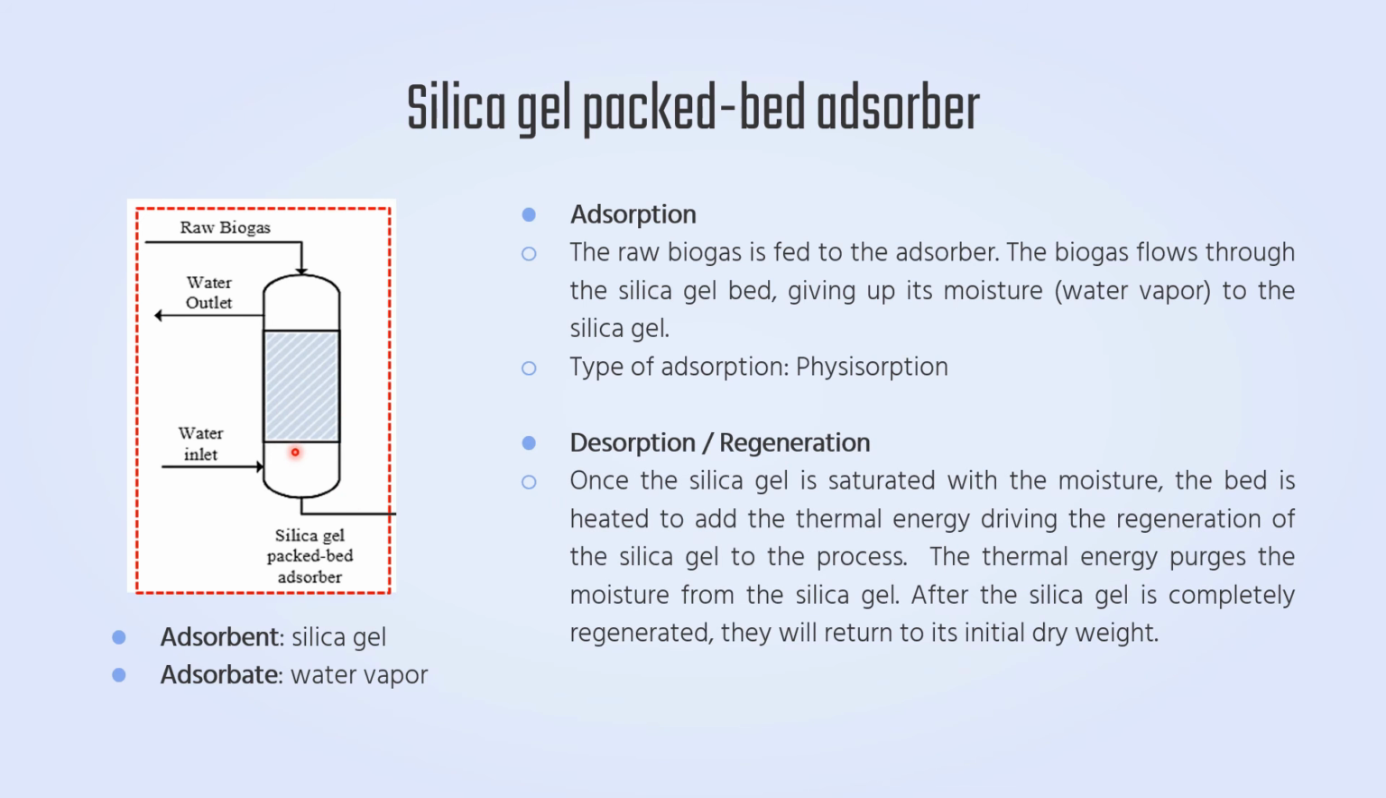Once the silica gel is saturated with the moisture, the bed is heated to add the thermal energy that drives the regeneration of the silica gel. The thermal energy will push the moisture from the silica gel, and after the silica gel is completely regenerated, it will return to its initial dry weight and can be reused.